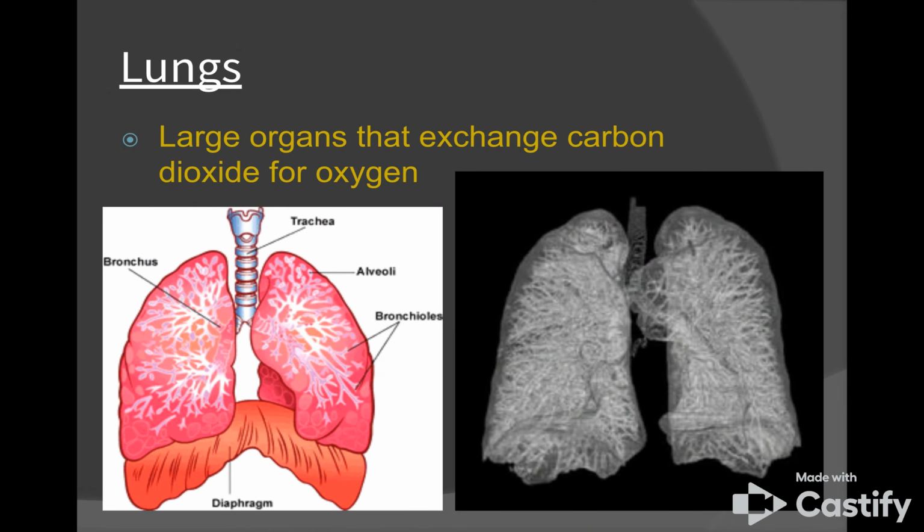All right, your lungs. This is one of the main organs of our respiratory system. They're big organs, and their job is to exchange carbon dioxide for oxygen. So when our bodies break down food, they produce carbon dioxide. Too much carbon dioxide is not good for us, so we need to breathe it out. And in order for us to get energy from our food, we need oxygen.